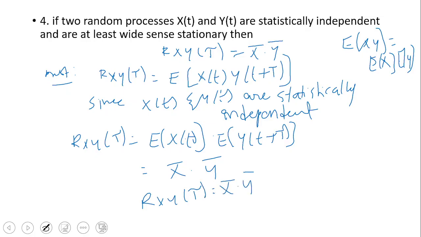So whenever you are writing the property, you need to state that both are wide-sense stationary and statistically independent. Write the formula for Rxy of tau, use statistical independence, E of xy is equal to E of x into E of y, then E of x of t is x bar and E of y of t is y bar. That is one of the conditions for wide-sense stationary: the mean value is x bar.